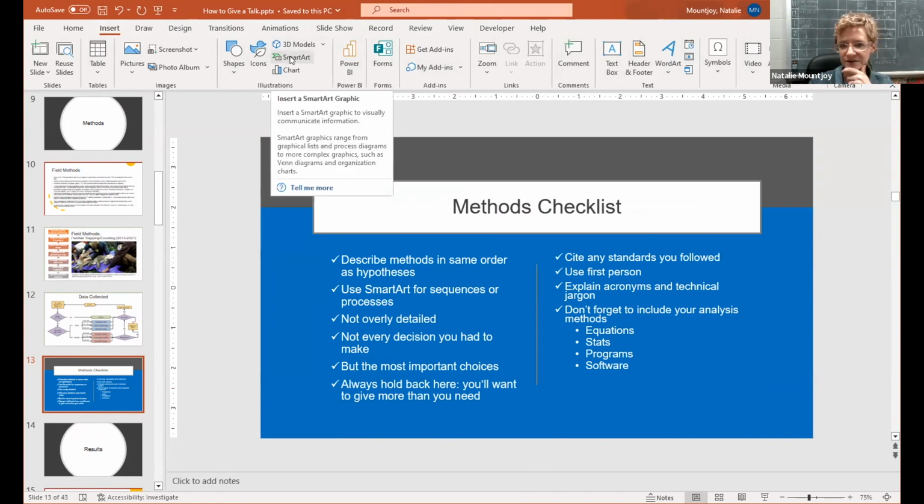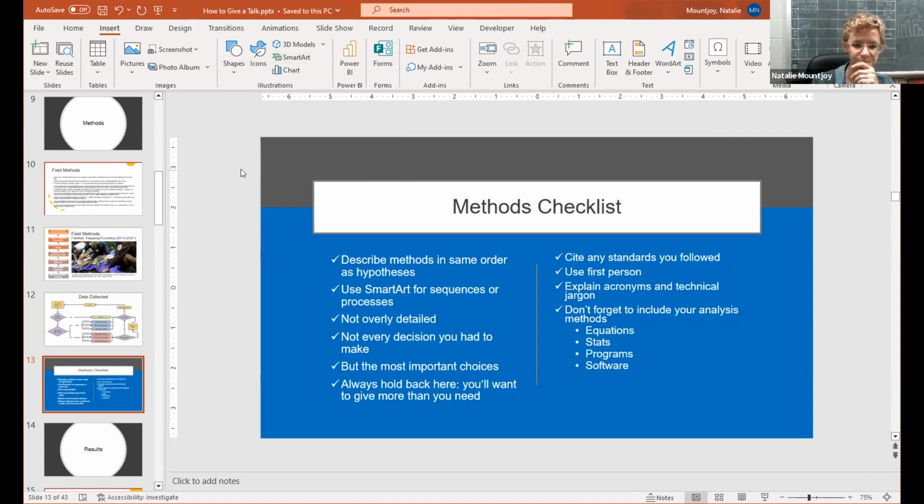I'm going to show you guys how to use that in a second, but they're a great way to take a list of steps and make it a better image, right? Something that'll work better for you. You don't want to be overly detailed. You don't go over every decision, but your important choices, and you'll know this because it's your stuff, those need to be described.